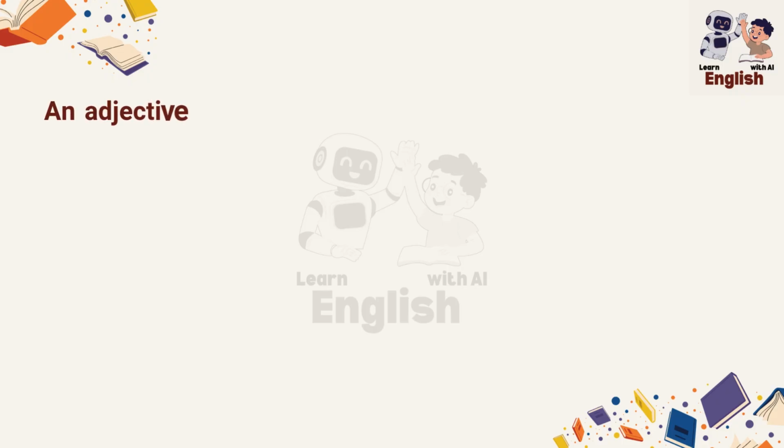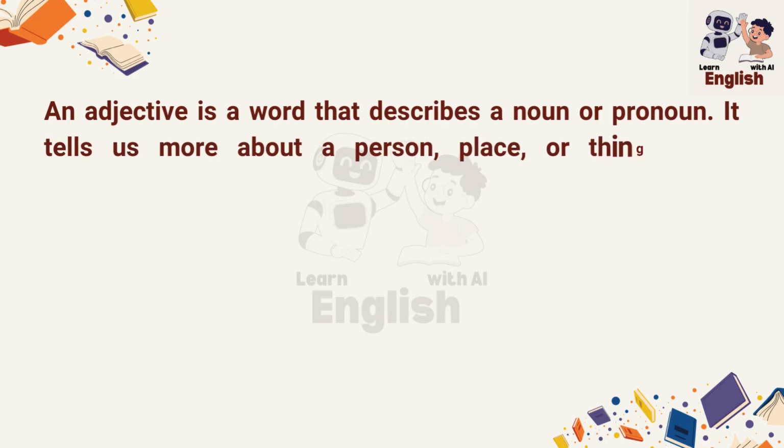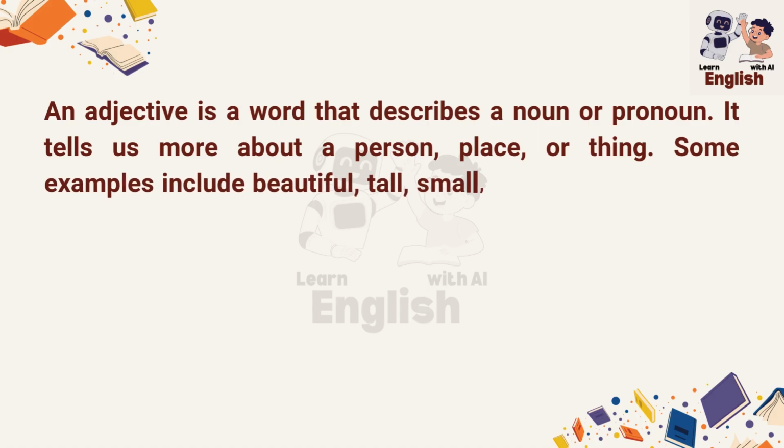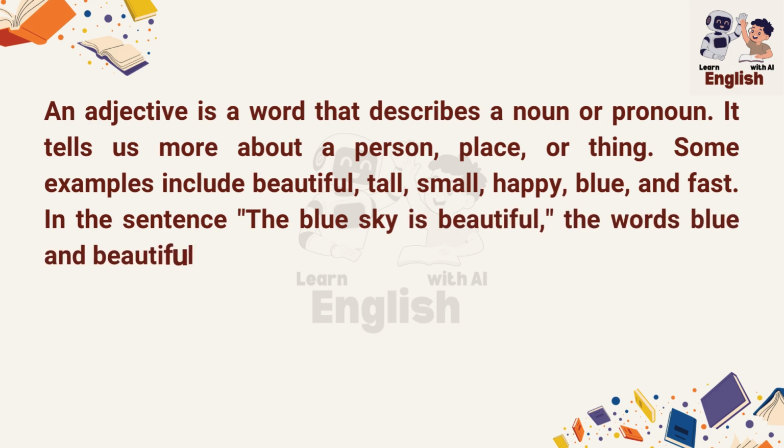An adjective is a word that describes a noun or pronoun. It tells us more about a person, place, or thing. Some examples include beautiful, tall, small, happy, blue, and fast. In the sentence, the blue sky is beautiful, the words blue and beautiful describe the sky.